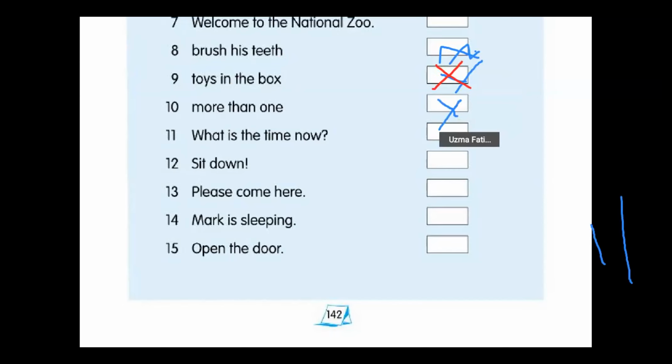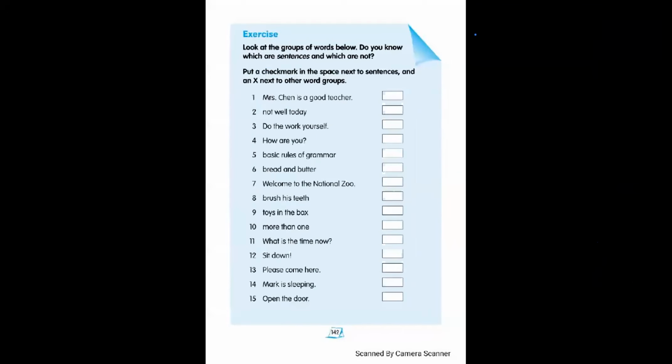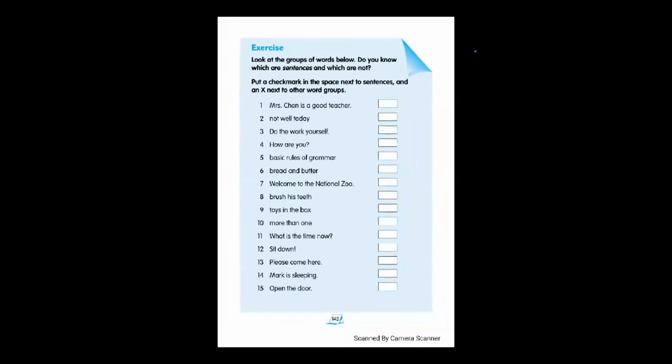What is the time now? Complete meaning. Tick, check mark. Sit down. Again, check mark, because it is an exclamatory sentence. Please come here. Polite manner. So, check mark. Mark is sleeping. Correct, very good. Check mark. Complete sentence. Open the door. Complete sentence, very good. Now we'll put all the tick marks together one by one and let's read them out.